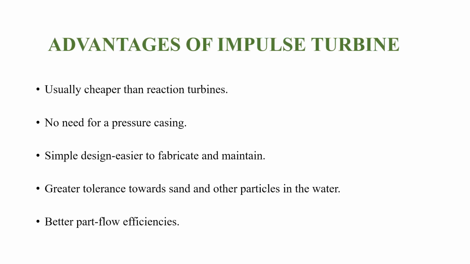Next one is the advantages of the impulse turbine. The main advantages of impulse turbines are: usually cheaper than reaction turbines, no need for a pressure casing, simple design, easier to fabricate and maintain, greater tolerance towards sand and other particles in the water, and better part flow efficiencies.